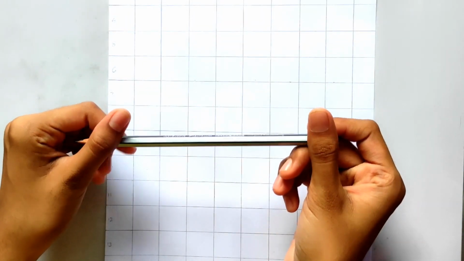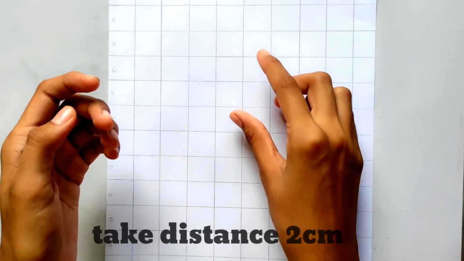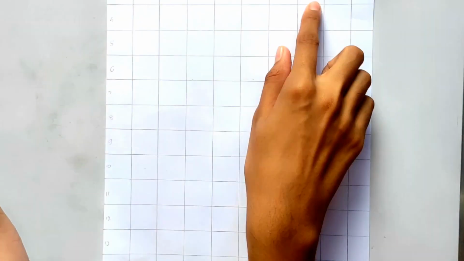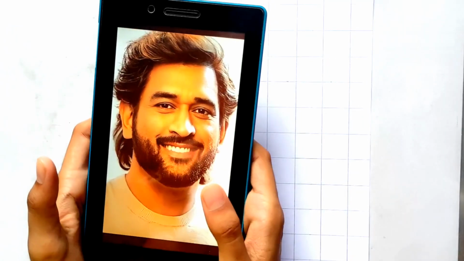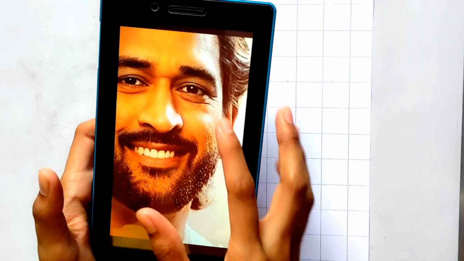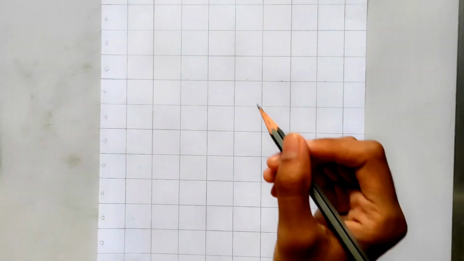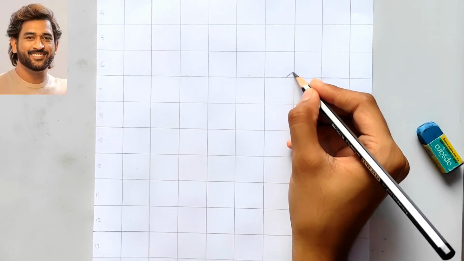Hello everyone. Each grid is about 2 centimeters on one side. I have taken a grid of 30 centimeters in length and 21 centimeters in breadth. Here we are drawing the portrait of M.S. Dhoni.